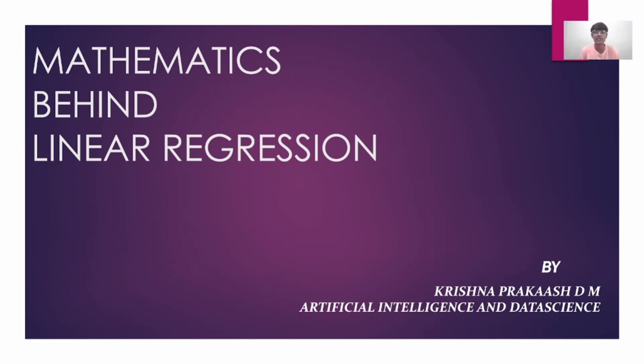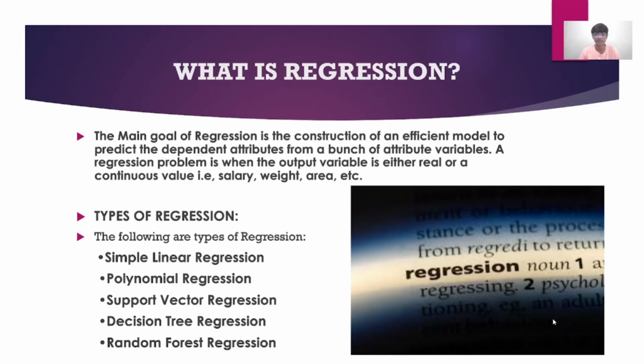In this slide, we are going to see about the mathematics behind linear regression. What is regression? The main goal of regression is the construction of an efficient model to predict the dependent attributes from a bunch of attribute variables. A regression problem is when the output variable is either real or continuous, such as salary, weight, area, etc. Types of regression: simple linear regression, polynomial regression, support vector regression, decision tree regression, random forest regression.